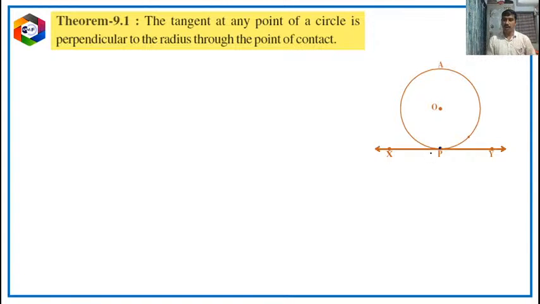Now let us draw the radius here. Yes, this is the radius. Why? Because it is the line drawn from the center to a point on the circle, that is called the radius.